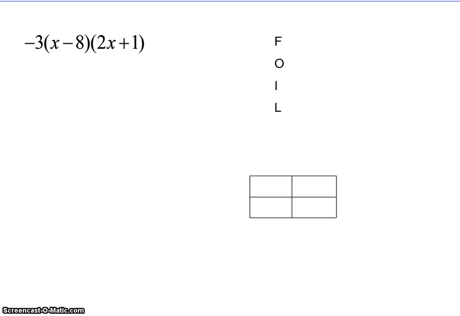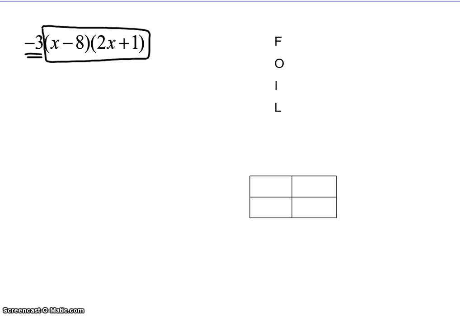If I run into a situation where there's a number out in front, okay, so for instance, negative 3. What we have is 3 pieces being multiplied together. You have the negative 3, you have the x minus 8, and you have the 2x plus 1. I always suggest leaving the negative 3 for last. Multiply the two binomials first. Reason being is that it's easy to multiply by negative 3. Okay, I can do that at the end.